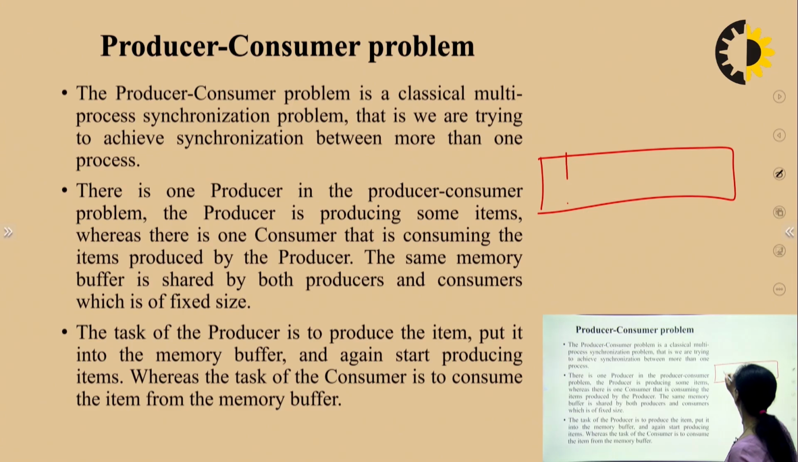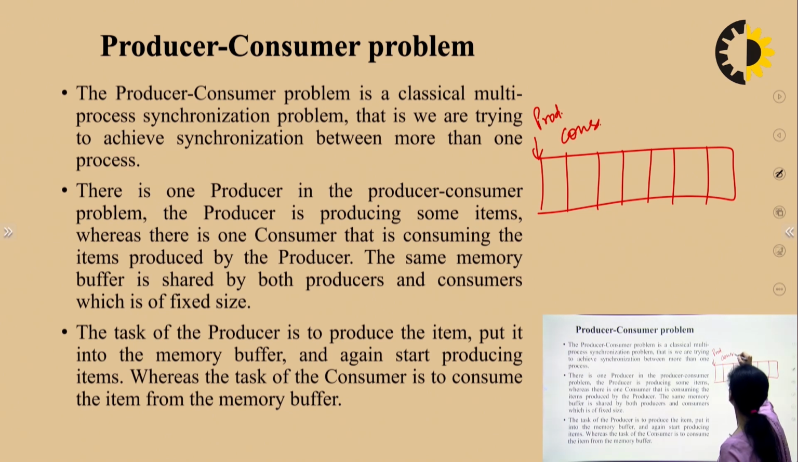Suppose this is a memory buffer which has certain slots in it. This memory buffer will be shared by the producer as well as by the consumer. These are processes which are concurrently running and are cooperating processes. If one process is running, the other process has to wait till the first process completes its execution for that particular time being.